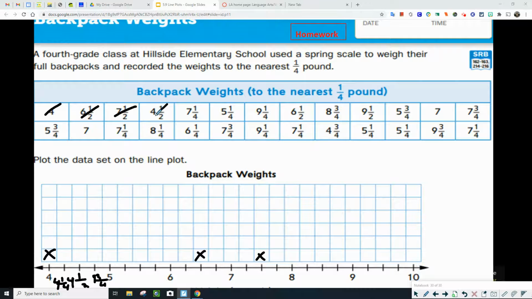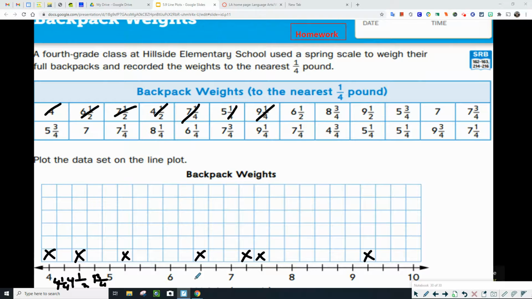My next one is a 4.5. So right here's 4.5. So I would put an X in that box. 7 and a 4th is right here, the first line after the 7. 5 and a 4th right here. 9 and a 4th right here. So the first line after the whole number is always the 4th. The second line after the whole number is always the half. And then the third one is the 3/4.